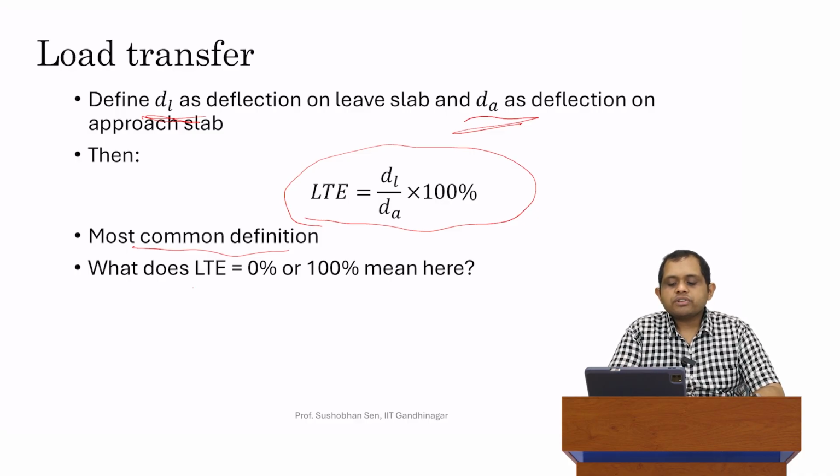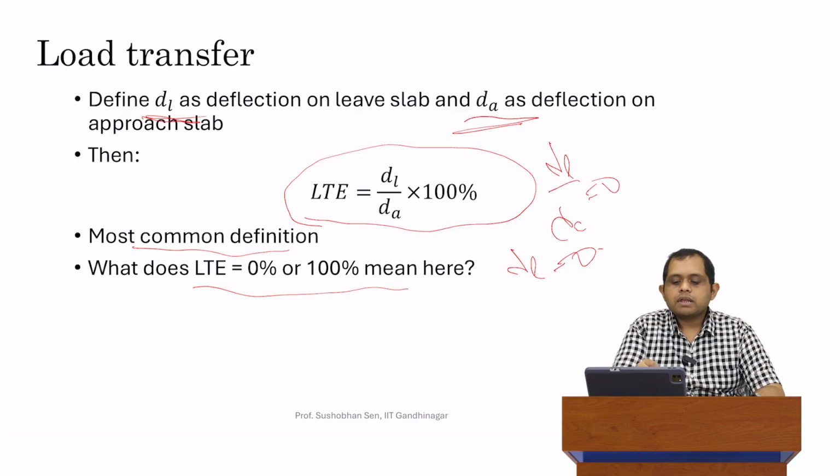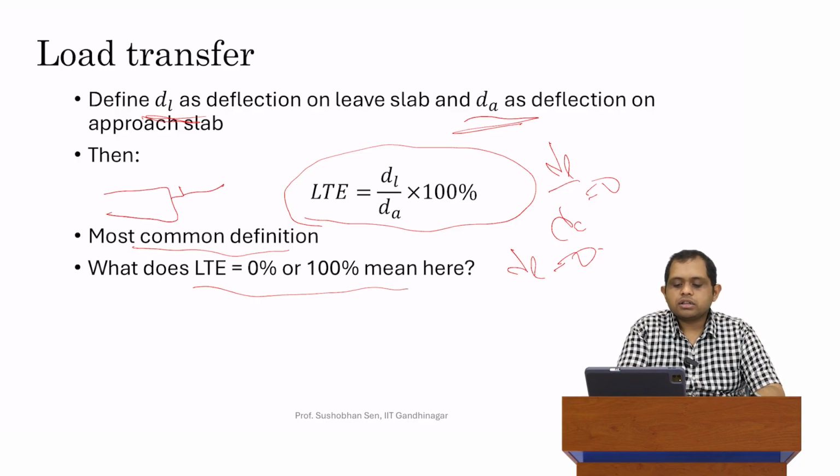So let's ask a question just about this formula. If I say that this LTE value is 0, what does that mean? Well, if I'm saying dL over dA is equal to 0, I'm basically saying dL is equal to 0. Again, just to draw out what's going on, I've got the approach slab over here, which is A, and the leaf slab over here. Some load has been applied onto the approach slab. The approach slab is definitely going to deflect because the load has been applied to it.